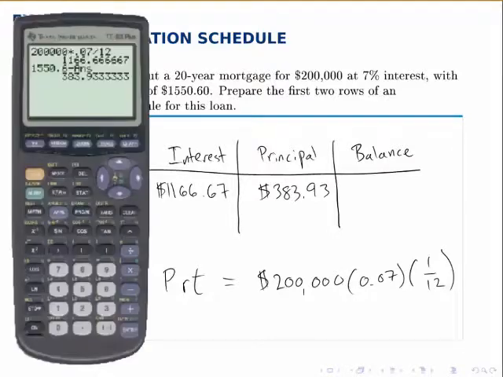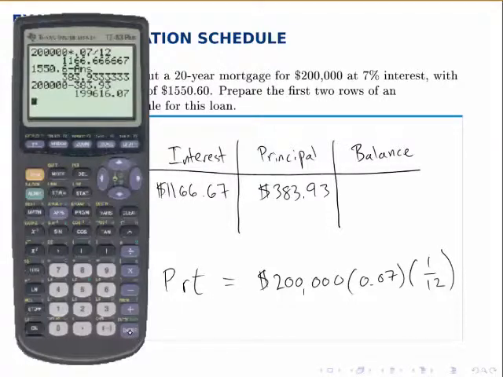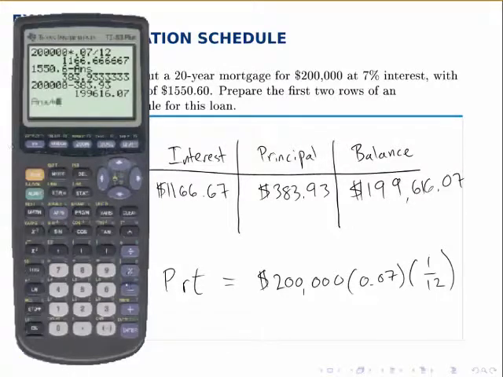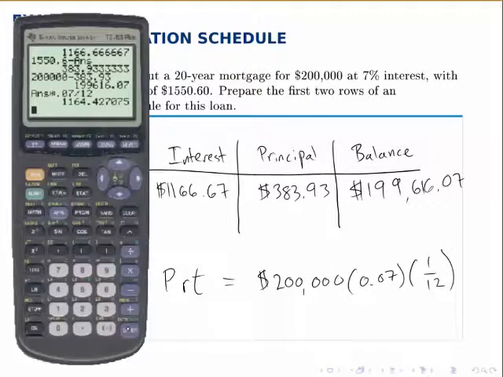So the balance has decreased from $200,000 by $383.93. So the balance at the end of the first month is $199,616.07. Now, for the second month, that's the starting balance. So when we calculate the simple interest for the second month, we use that for P, R and T stay the same, so we'll multiply that answer times 0.07 divided by 12, so that's PRT. So the interest for the second month is $1,164.43.